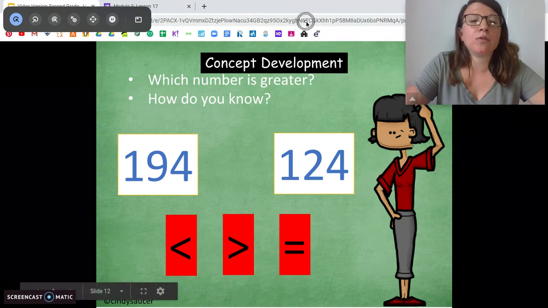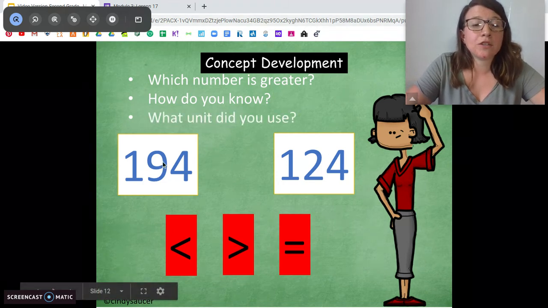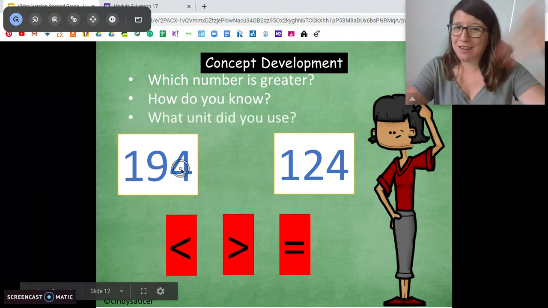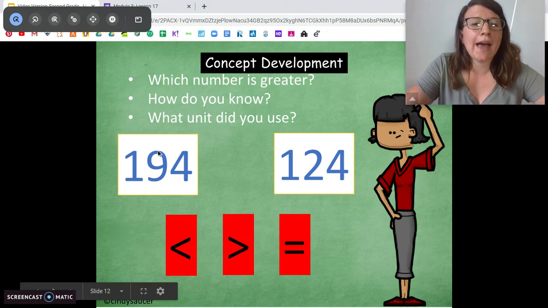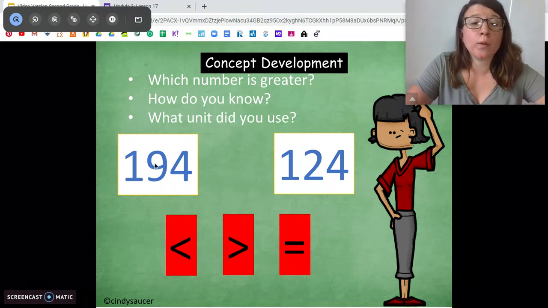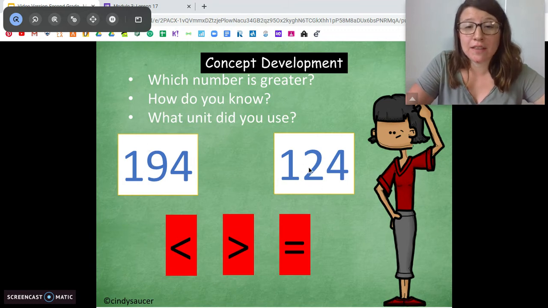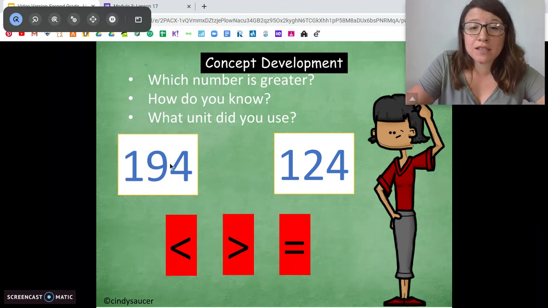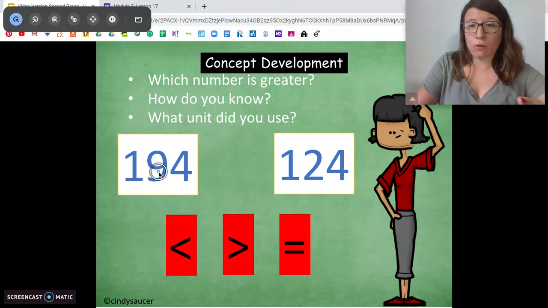Absolutely. Very good. We used our tens place. Our hundreds are the same, so we're just going to move on. But how many tens do we have in this number? 9. Very good. And how many tens in this number? 2. So we know that 9 tens is greater than 2 tens. So we used our tens place to determine that 194 is greater.